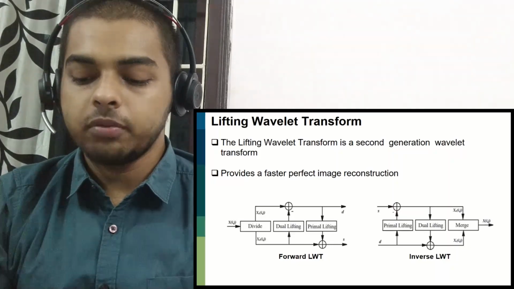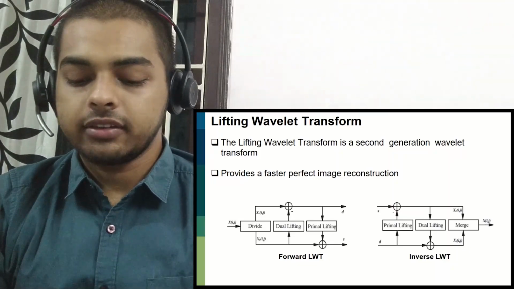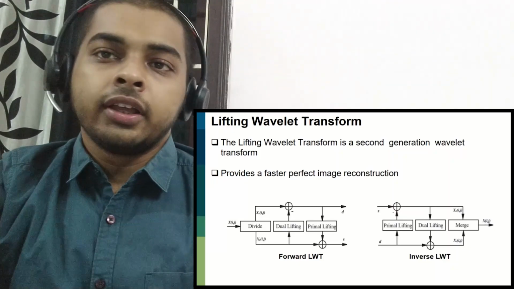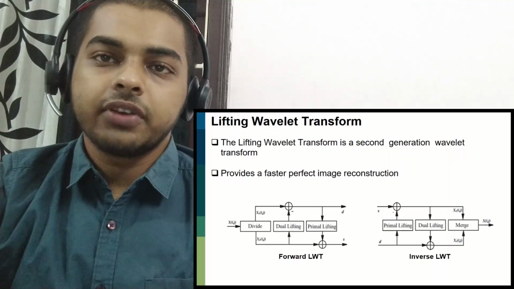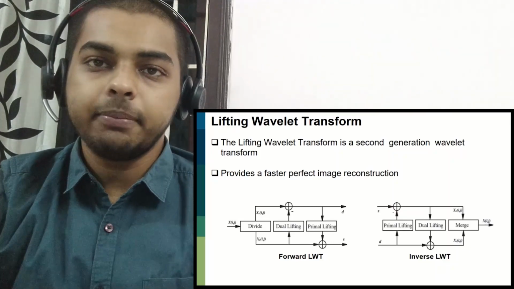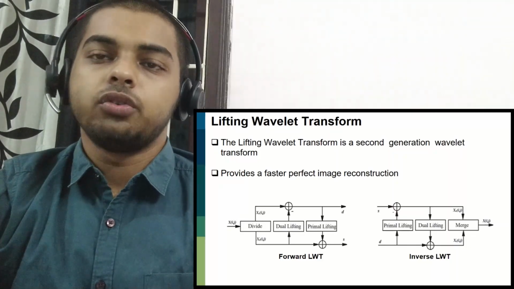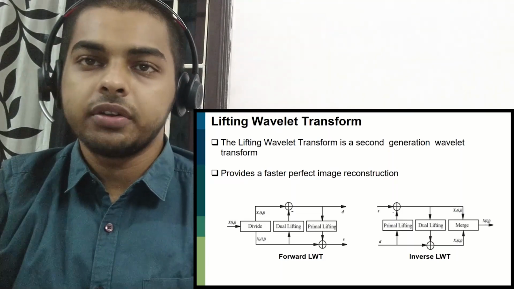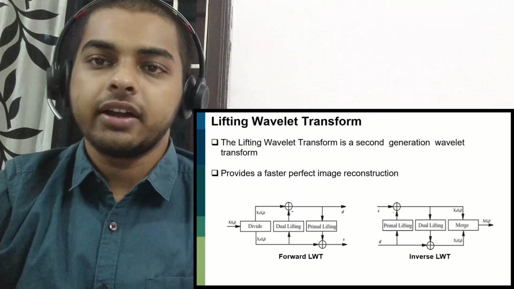And therefore, it is worthy of using in consumer-grade electronic devices, where the perceptual signal quality is of the utmost importance. So, in the figure below, in the left figure, I have shown the forward lifting wavelet transform. It consists of mainly three parts: divide, the dual lifting, and the primal lifting. By these three steps, we can get the low frequency and high frequency subcomponents separated out.